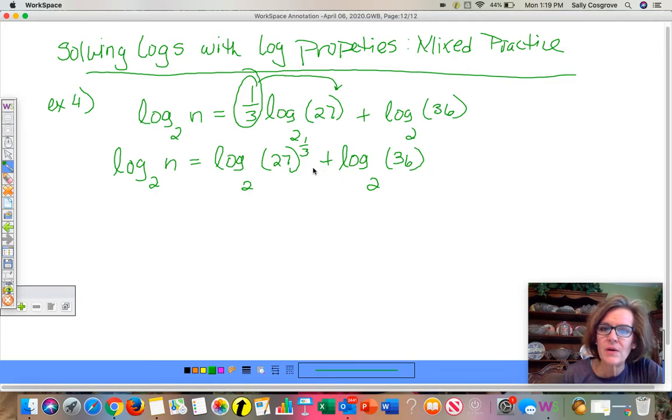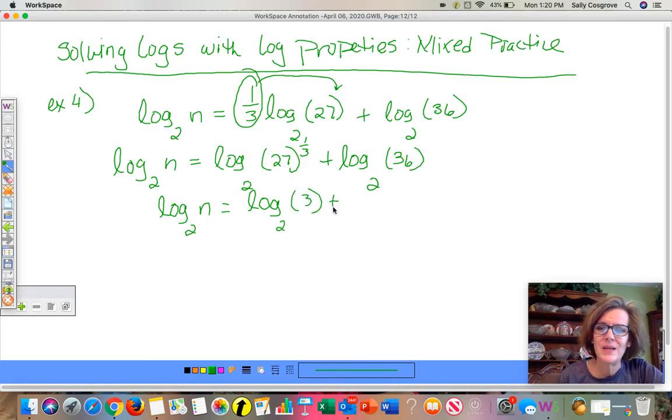So again, let's think about what that means. The 1/3 power is not cubing, it's the cube root. So can we take the cube root of 27? Of course we can. What to the 3rd power is 27? Well, it's 3. The cube root of 27 is 3. So let's simplify this. Log base 2 of n equals log base 2 of 3 plus log base 2 of 36.